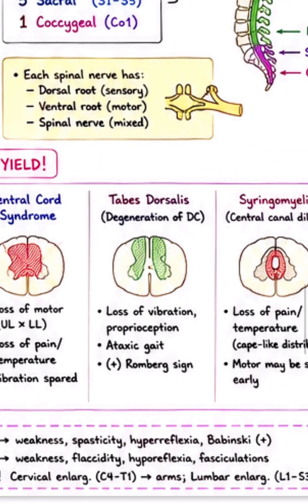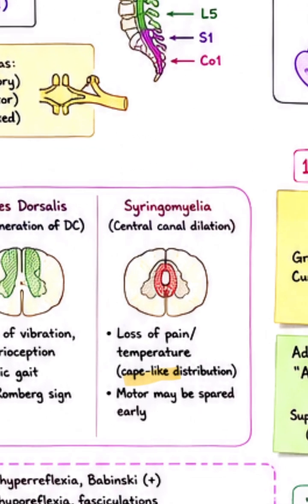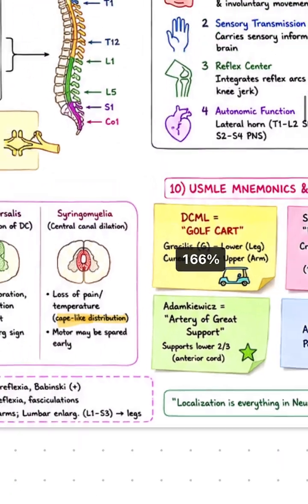Tabes dorsalis, degeneration, loss of vibration and proprioception, positive Romberg sign, ataxic gait. Syringomyelia, loss of pain and temperature, there is cape-like distribution, and motor may be spared early.